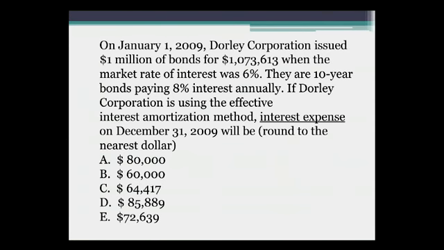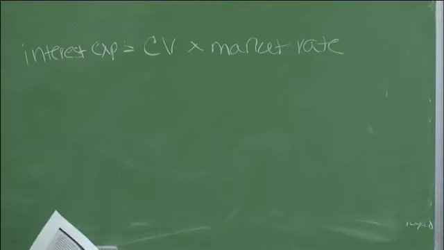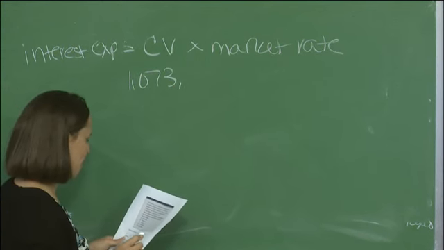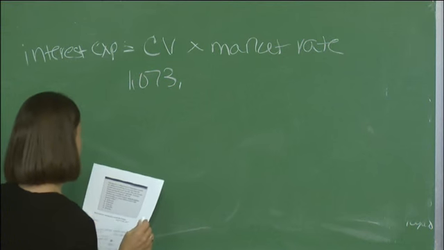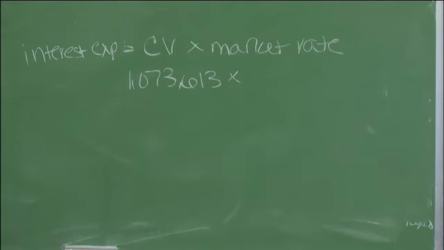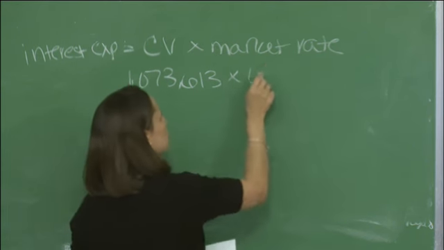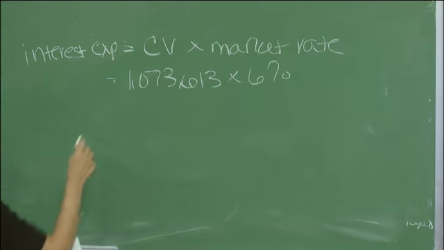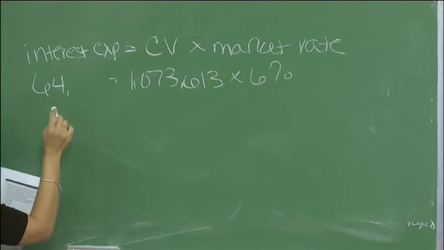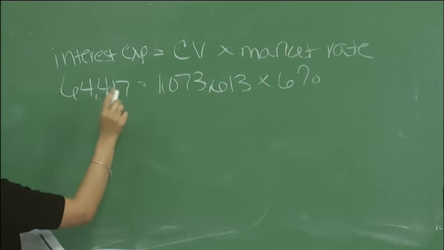The carrying value on the first interest period is just the issue price because we haven't amortized any of that premium yet. So $1,073,613, multiplied by the market rate of interest. Interest is annual, and the market rate is 6% per year. So multiply by 6%, and we get interest expense of $64,417.